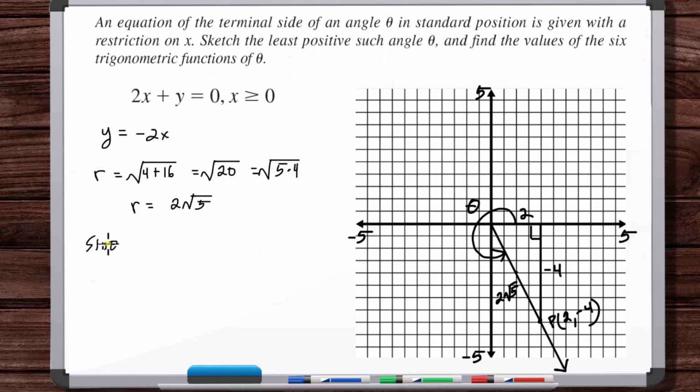So the sine of theta, now we come to this angle, is opposite over hypotenuse. Opposite is minus 4. Hypotenuse is 2 root 5. So that's going to be minus 2 over root 5. Now they want us to rationalize, so we're not going to have a radical in the denominator. So root 5 over root 5, you've got minus 2 root 5 over 5.